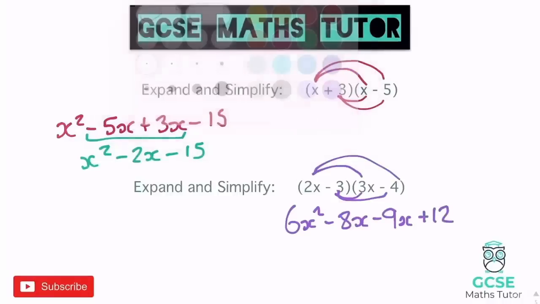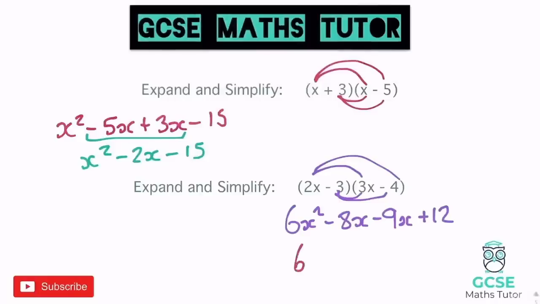And then again, just tidying this up, we have 6x squared at the start, and we've got negative 8 take away another 9x. So negative 8 take away another 9x is negative 17x. And then we've got that plus 12 at the end, and there's our final answer. And we've simplified it there with the simplifying in the middle.